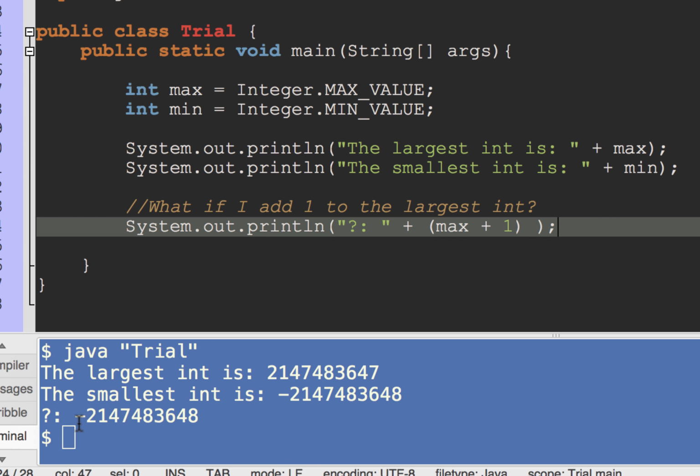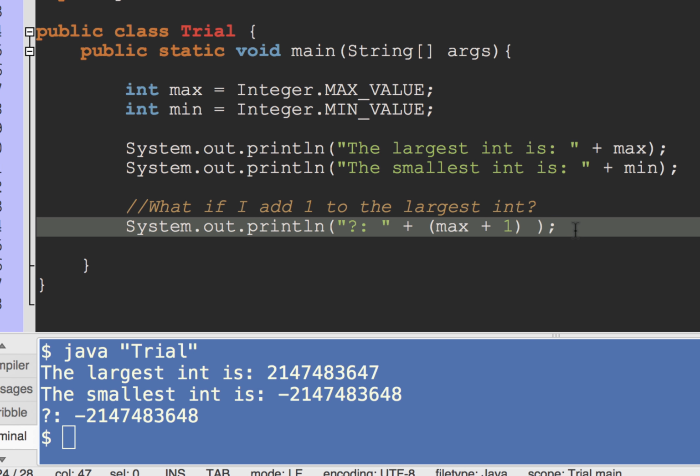Right here. It cycled. In other words, it couldn't go any larger. So when I added 1 to the largest possible integer representation, it went all the way to the other extreme. It went to the smallest number. This is called arithmetic overflow. Arithmetic overflow. And you have to be aware of it because Java isn't going to throw an error at you. It's just going to cycle like this.